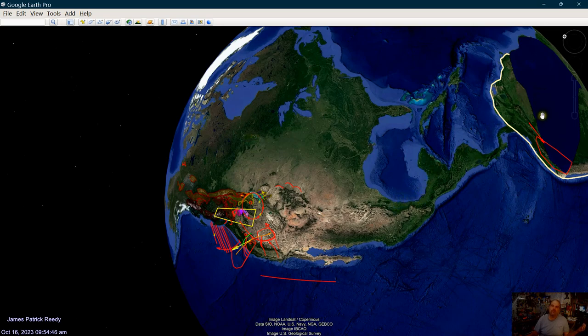We can almost erase South America as it is, reattach it to North America, and call it just about the same shape. It'd be a little bit different, but just about the same shape.